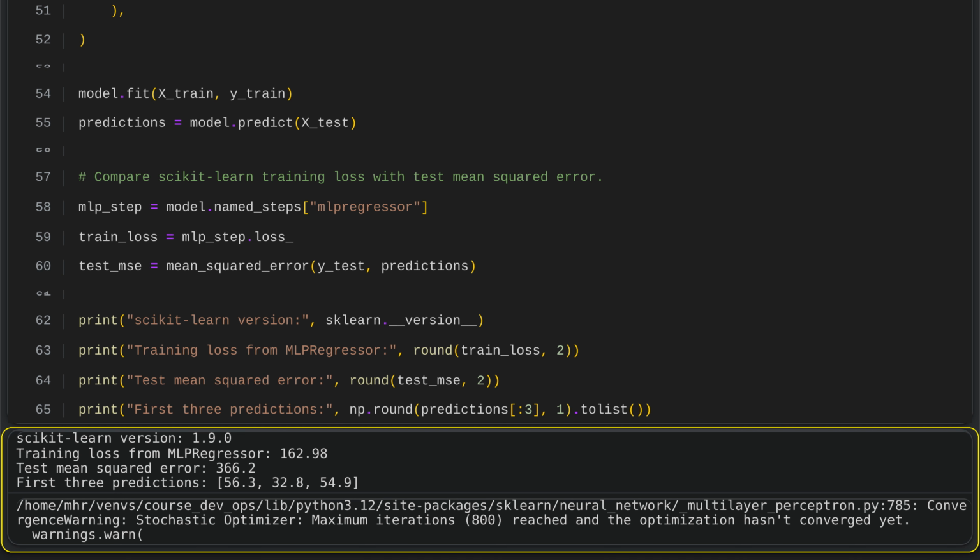This script trains a small neural network regressor on a synthetic dataset whose features have different scales. It splits the data before applying scaling to avoid data leakage, then uses a pipeline that standardizes the features before fitting the model. After training, it reports the Scikit-Learn version, the model's training loss, the test mean squared error, and a few sample predictions. The example emphasizes why feature scaling matters in regression and shows how training loss compares with test performance.